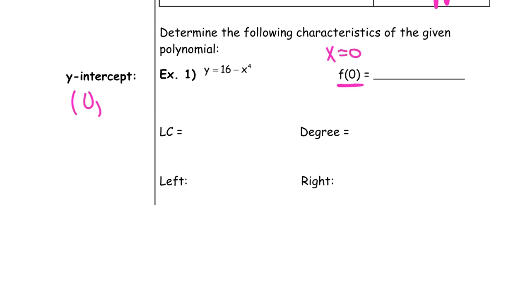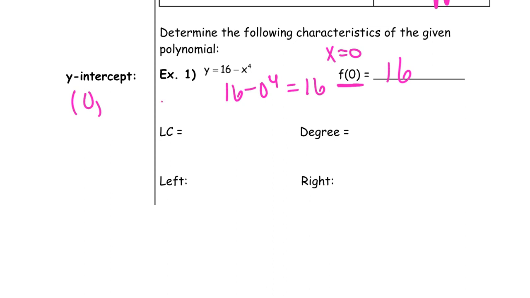It would be... No. Think. Don't guess. If you plug in 0 for all the x's, what would you get for an answer? 16. Yeah. 16 minus 0 is 16, right? Because 16 minus 0 to the 4th equals 16.